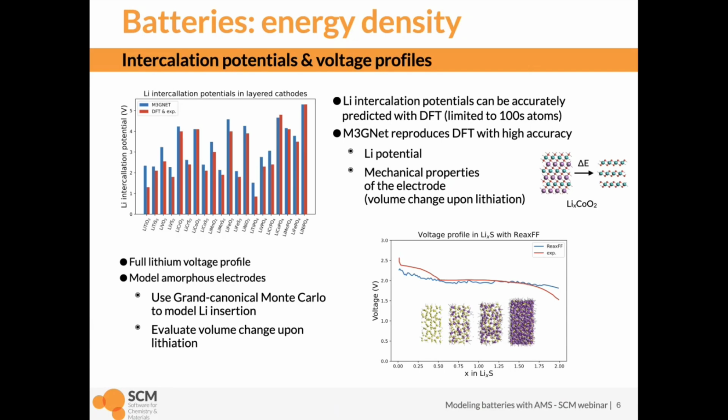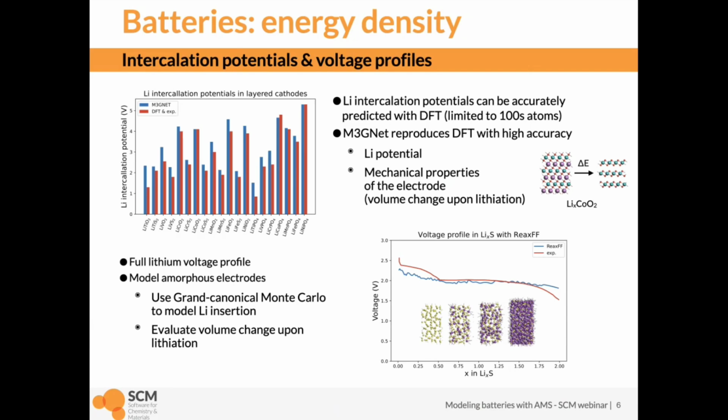What I've done is swap cobalt with different transition metals, and also swap the anion, the oxygen, with sulfur and also phosphate. This gives me a whole family of materials. I've calculated the lithium intercalation potential, which is just proportional to the energy difference between the fully lithiated material and the one without lithium.